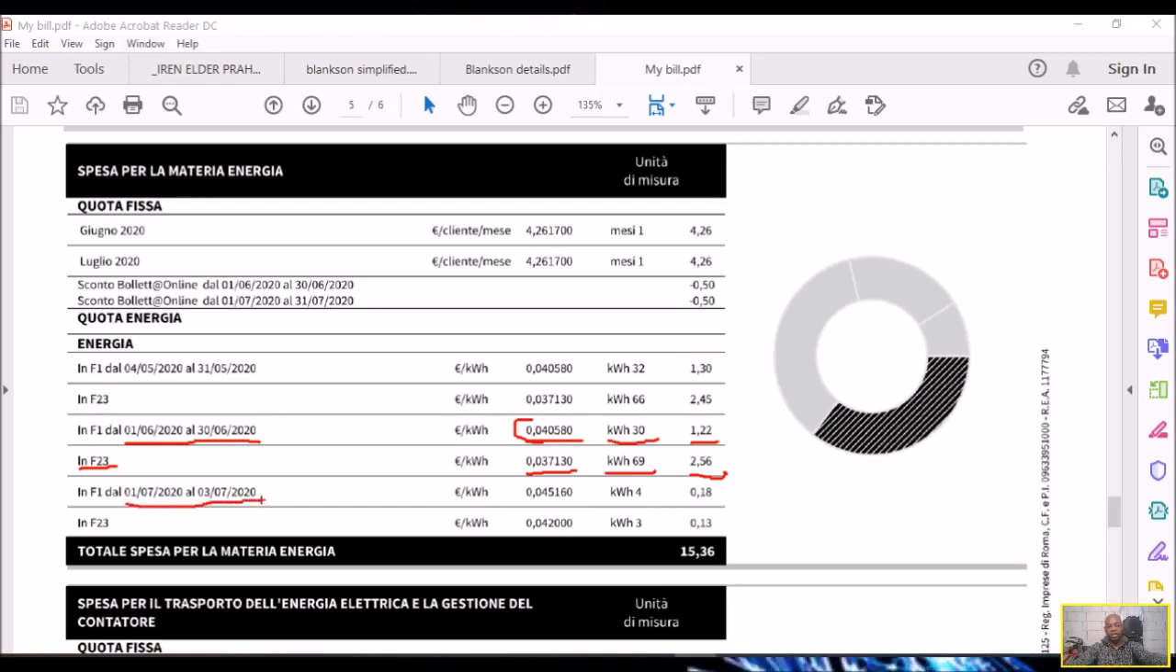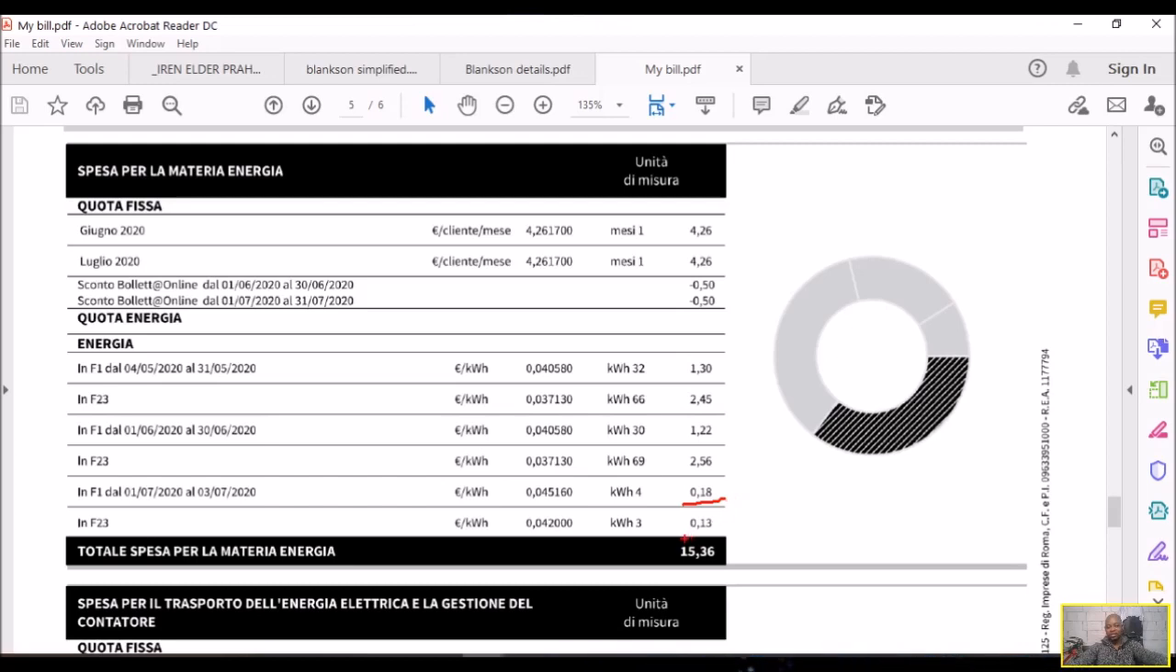Sorry. The same way they are doing the same calculation of F1, F2, F3 in different dates, which is 1st July to 3rd July, which is only 3 days. And then I consumed 4 kilowatts within those 3 days times 0.45. Here it seems like the price per kilowatt increased by some cents. Instead of 0.40 cents, it was 0.045 cents.